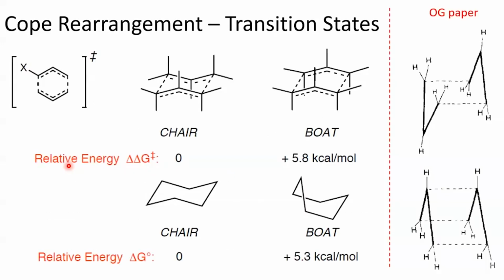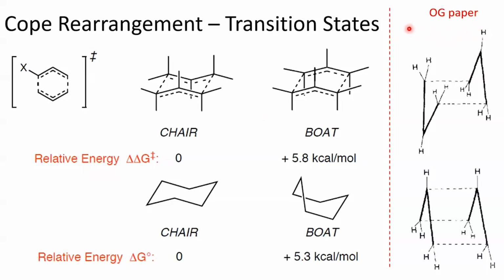So if we're going to consider both the chair and the boat conformations when we think about the transition state, it's worth knowing a little bit about them. So the first thing to say is that they've measured the relative energies of these 2 transition states and definitively shown that for simple systems, chair is lower in energy than boat.